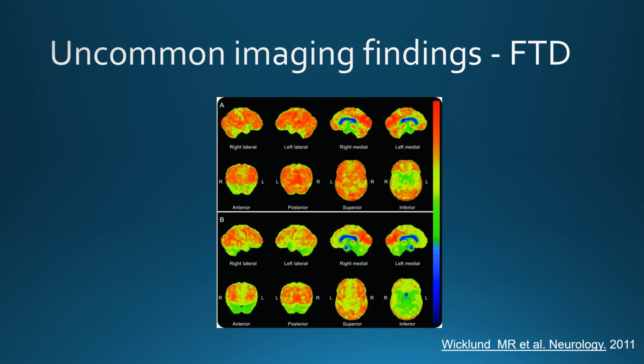So frontotemporal dementia has also been reported as a presentation of SIH. This is the metabolic imaging showing reduced uptake in the frontal and temporal region due to intracranial hypotension, which causes reduced perfusion and the patient presents with dementia rather than headache.